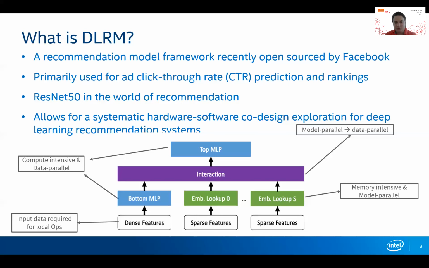All of these inputs are fed into small mini batches, which, in the interaction, are transferred from a model to a data parallel execution, which afterwards is fed into another dense model called the top multi-layer perceptron, which again is compute intense and data parallel. So as we can see, the whole data structures and infrastructure needed here are stressing all the components. It's like running HPL and HPCG in a single benchmark.